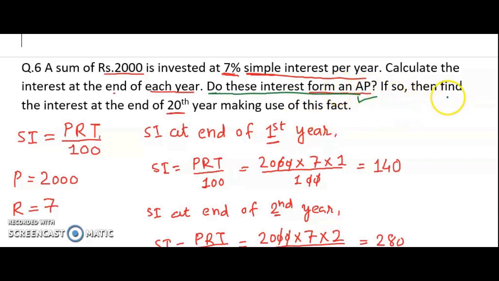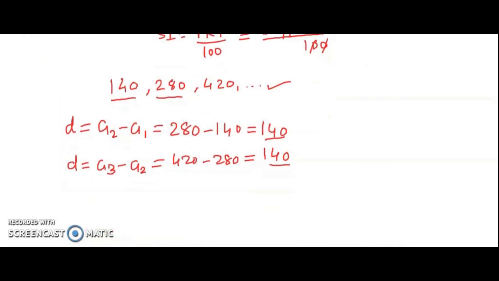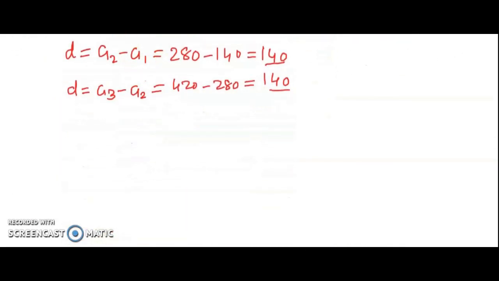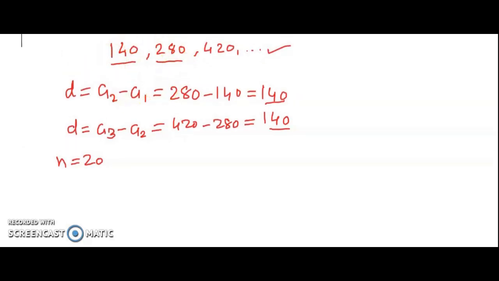Now the second question is, if so, then find out the interest at the end of the 20th year. So we have to find out the interest at the end of 20 years. So for 20 years, we will put n equal to 20. Here in this arithmetic progression, the first term is 140 and the common difference is also 140.